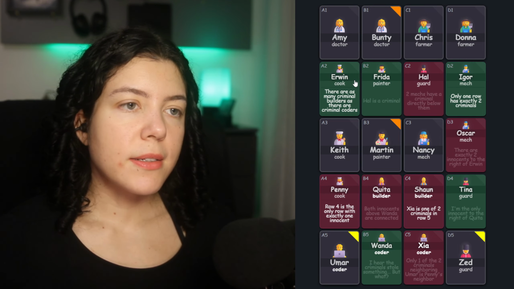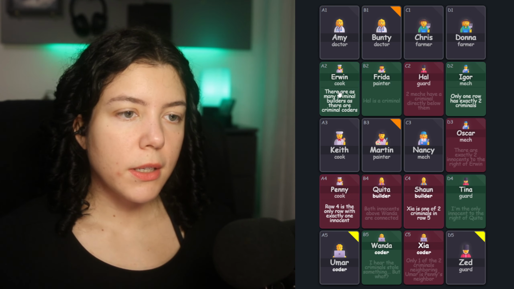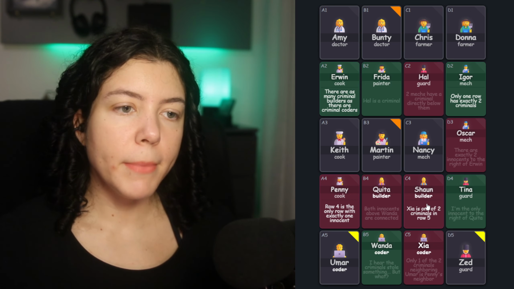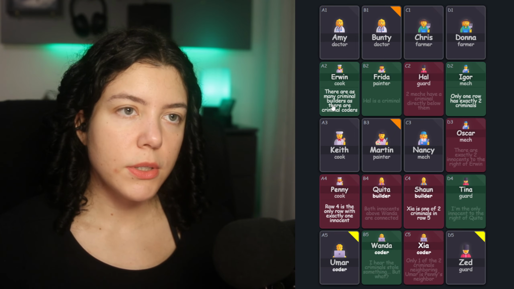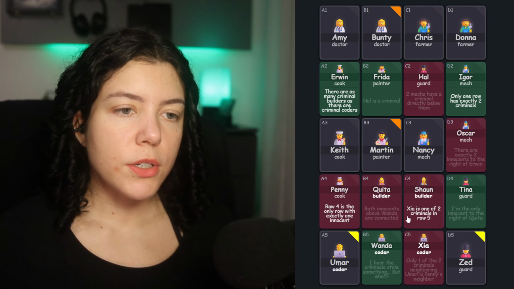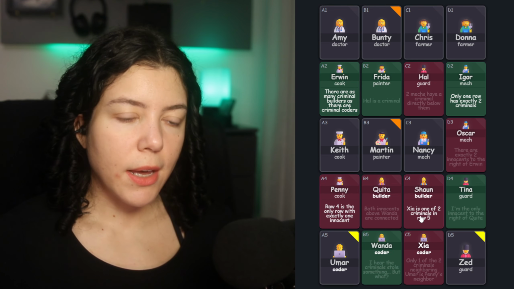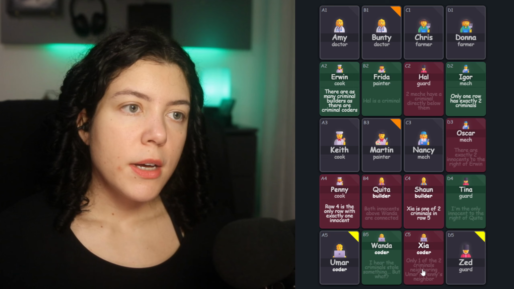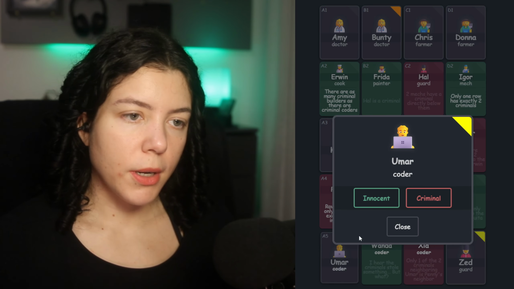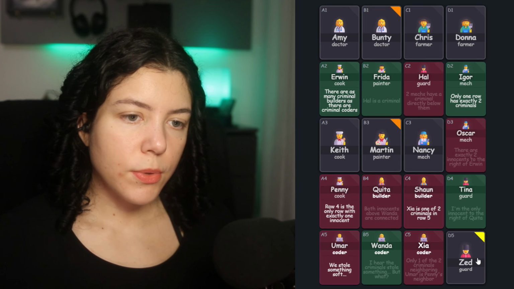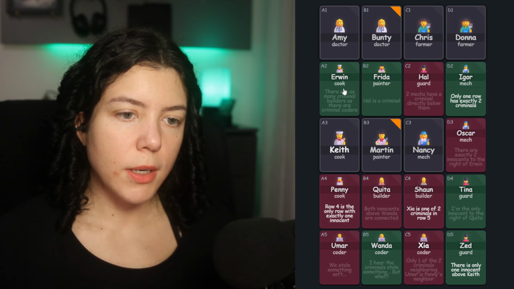But Erwin says there are as many criminal builders as there are criminal coders. So we double click the clue and we see all of the builders and all of the coders are right down here. I don't see any other builders. So we have 3 coders and 2 builders. Both builders are criminals, and so far we have only 1 coder. So we need a second coder who is a criminal, and it has to be Umer, who is opposite with Zed. So now we get Zed to be an innocent, and we don't need Erwin's clue anymore.